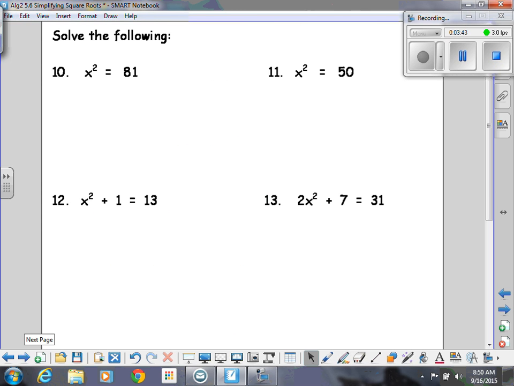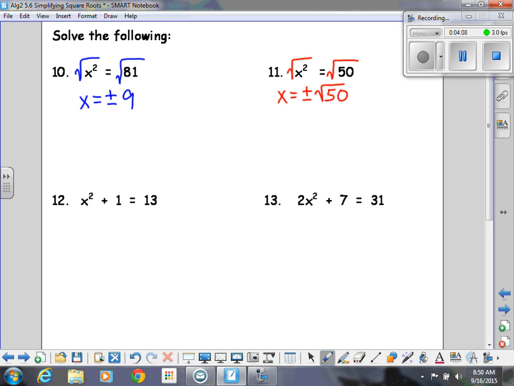All right, in this first one, number 10, I have the x squared already by itself, so I'm going to square root both sides. So that gives me x equals plus or minus, the square root of 81 is 9, but I have to put plus or minus 9, because I have both positive 9 and negative 9. All right, same thing here. The x squared is by itself in number 11, so I'm going to square root, and I get x equals plus or minus the square root of 50.